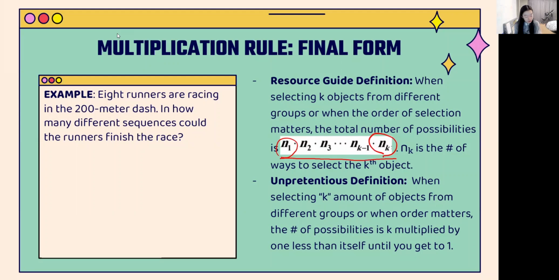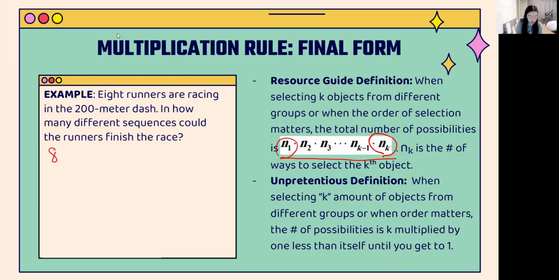So you have 8 runners who are racing in a 200-meter dash. In how many different sequences could the runners finish the race? So we're trying to select different sequences, and we have 8 runners. So if you finish first, you can't go back and then finish second as well. So this is when you see that you can only be one option in the sequence.